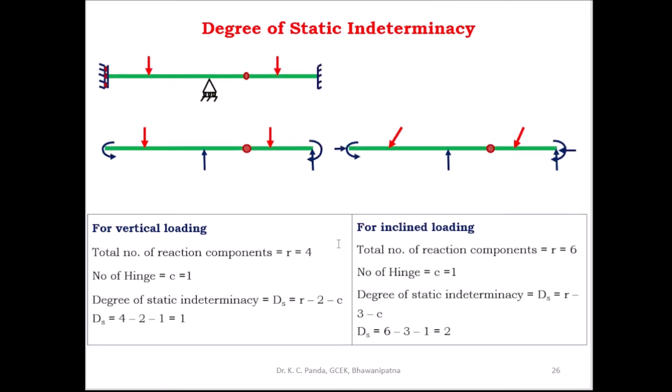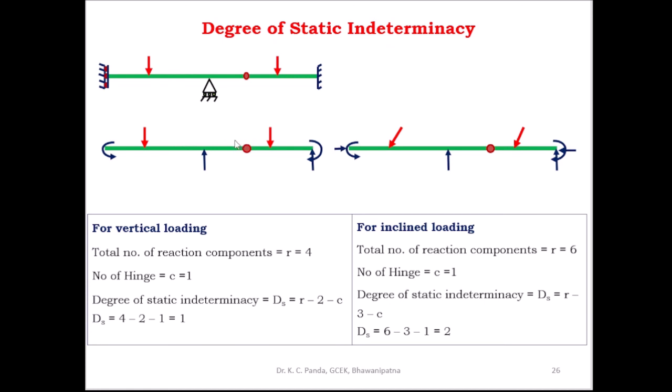Then coming to another example, here this is a two span continuous beam, and one end has the sliding support and the other end is a fixed support, and this is the intermediate roller support. One internal hinge is present here.